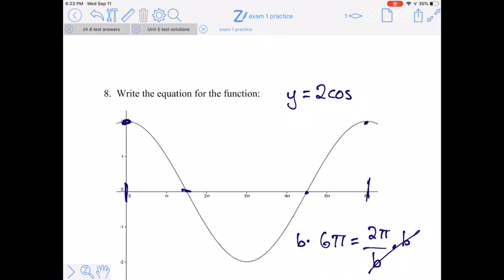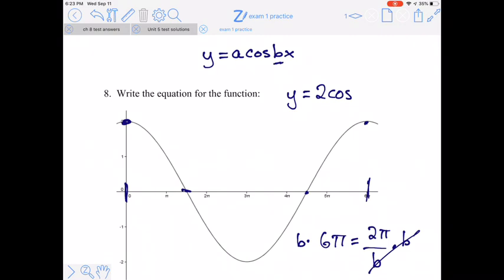So maybe I should have started with this. The form of the equation that you're going to look for is y equals a cosine bx, or it may also be a sine bx. What would have to change in order for this to be a sine graph? Starts at the midline, 0. Yeah. So I knew it was going to be a cosine because it started at the top of the amplitude.